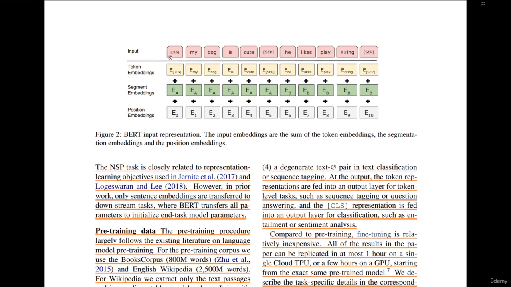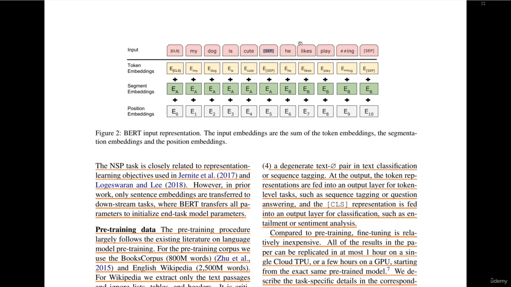Now notice that we've added the CLS at the beginning, and then for this first sentence right here, we have this separation between this first sentence and the next sentence, he likes playing. And then after this, we also have the separation. So what the authors did, apart from just putting this separation here between two different sentences, is including a segment embedding right here.